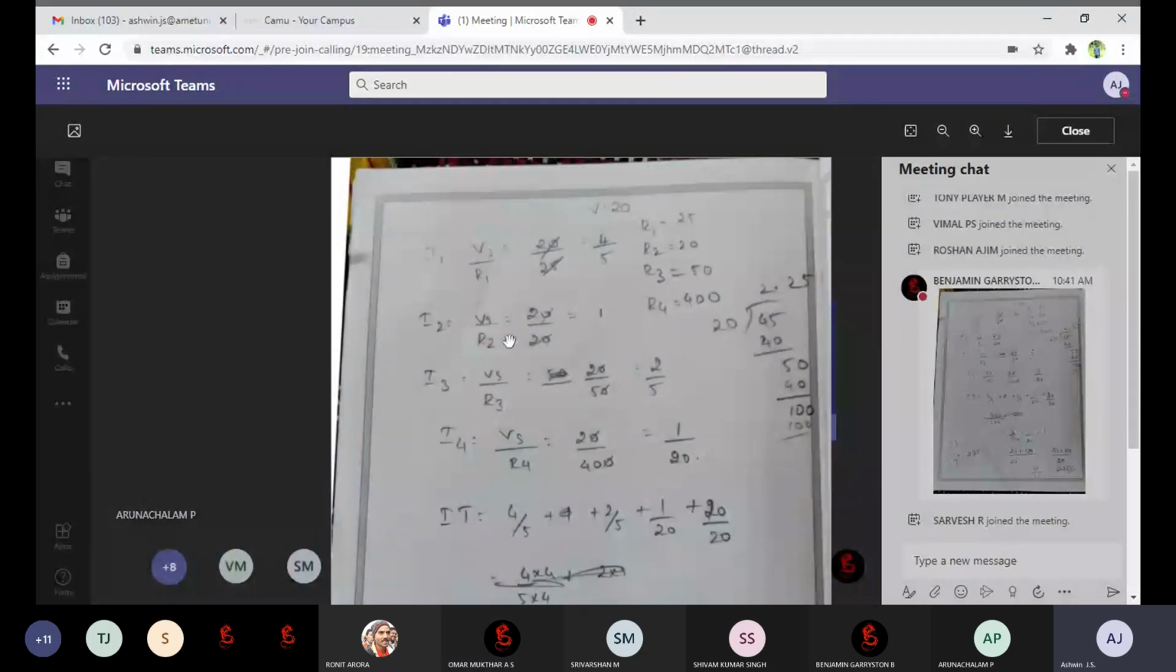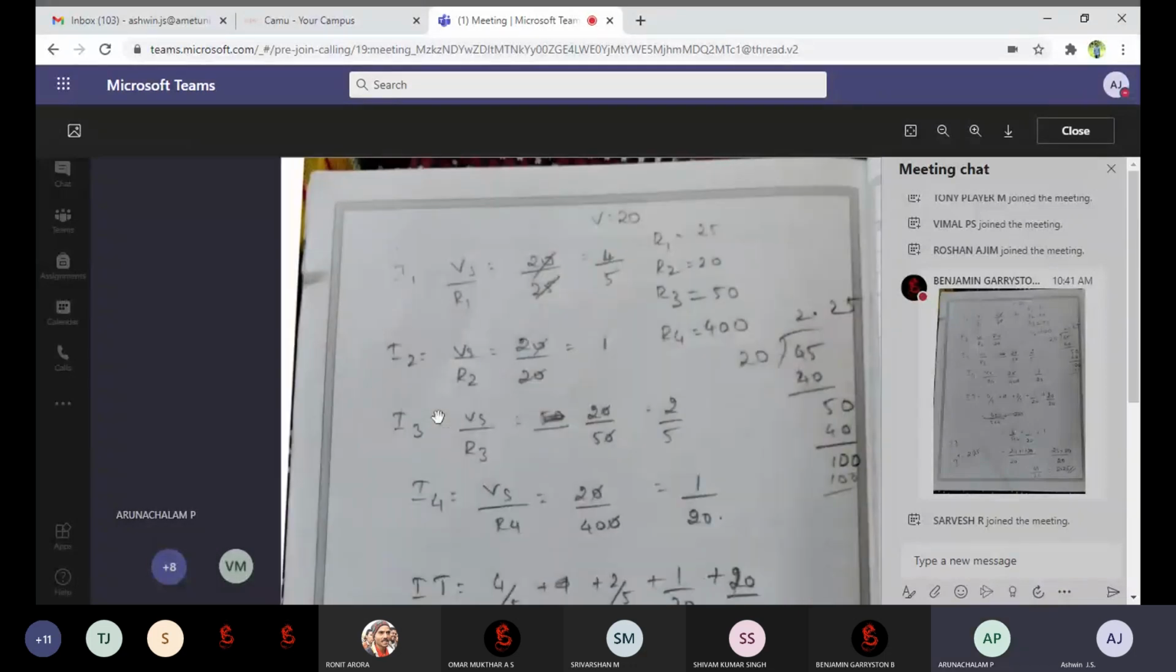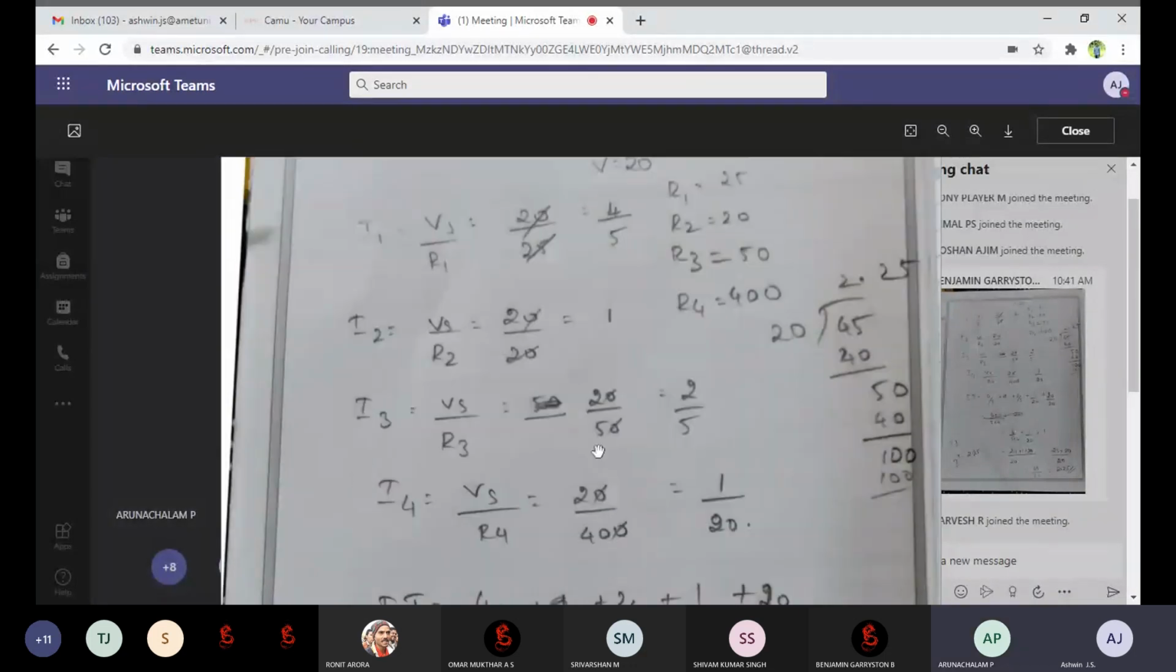And the second one is 20 by 20. You got 1 amp. Everything is in ohms, not in K. Just 25 ohms, 20 ohms. Then 1 amp is the current I2. And if you come to I3, 2.4 amperes, sir. Okay, and what about I4?